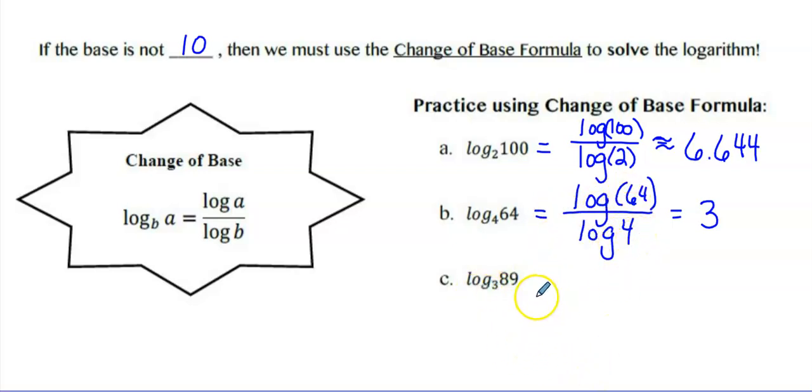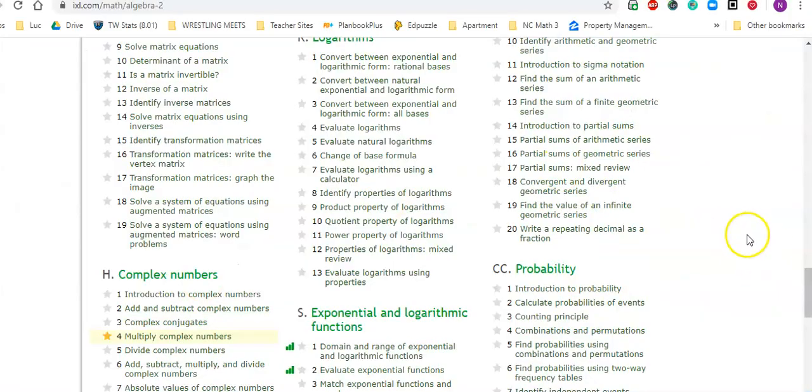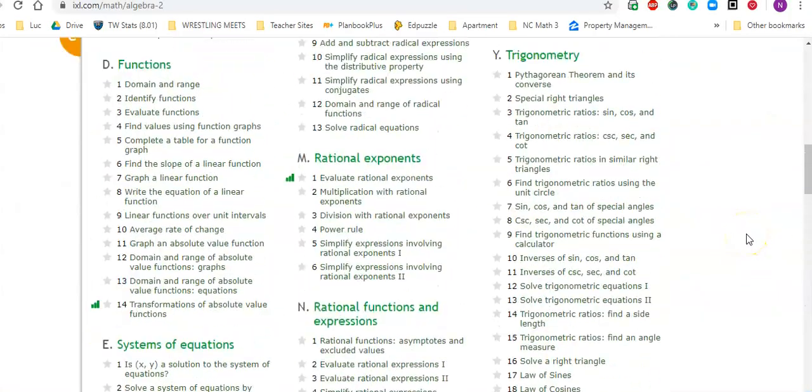Log base 3 of 89. I would enter log 89 divided by, let's put our parentheses there, log 3, that's so messy. And if you go and enter that in your calculator, you should get 4.086.